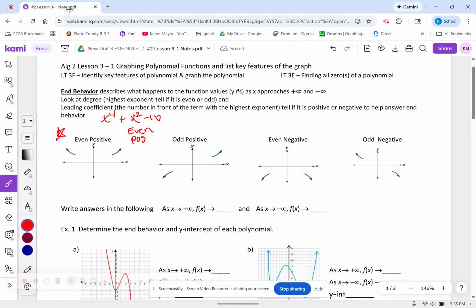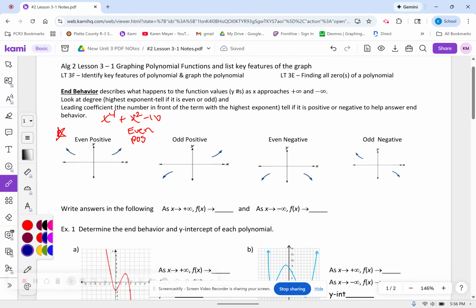So then I would say on the right side, the y numbers would be going up, so you would say they would go to positive infinity. On the left side, the y numbers should also be going up, so you would go to positive infinity.